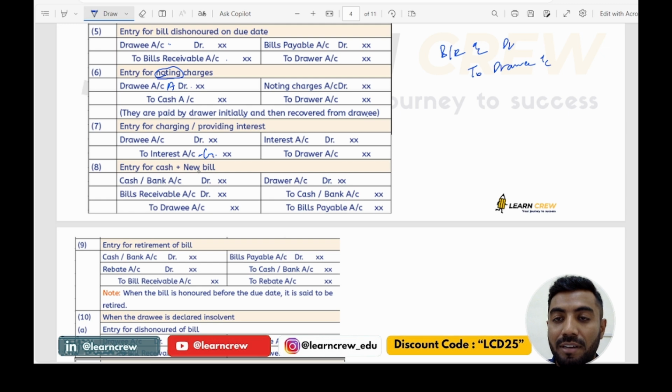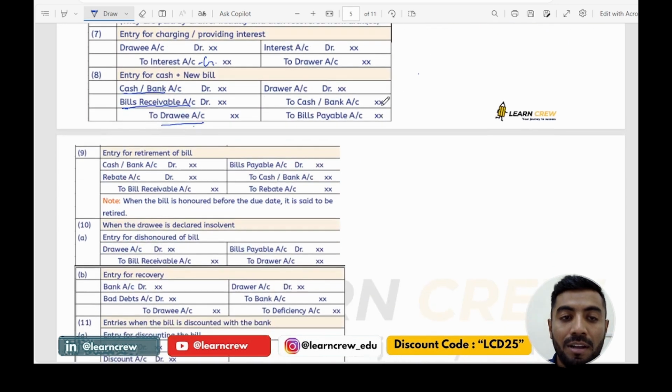Entry for cash plus new bill. What happens in certain cases is that the time limit, whatever time was agreed upon, 3 months, 2 months, would have lapsed. At that time the drawee will say that he wants to give a new bill. So there will be certain conditions wherein they have to pay some cash. We already discussed in class, they'll be paying a certain amount in cash. Cash account debit, we'll be receiving the cash. For issuance of the new bill, bills receivable account debit to drawee's account. The drawee is supposed to pay, so drawee's account. Done. Then for retirement of a bill.